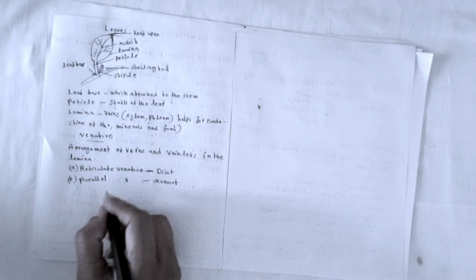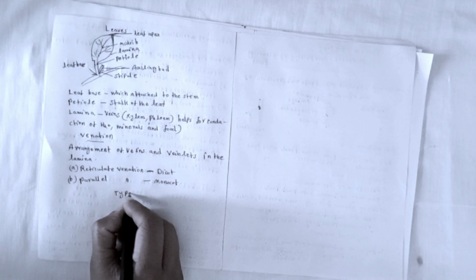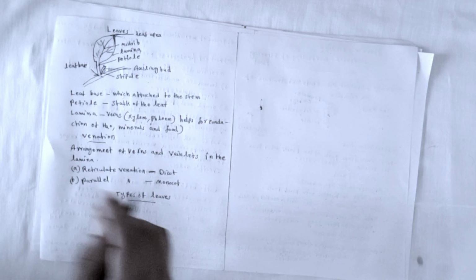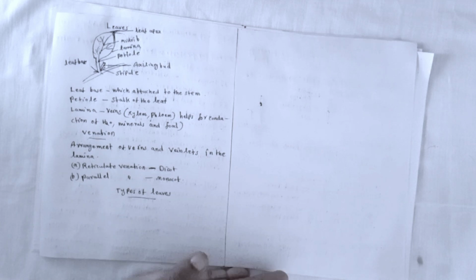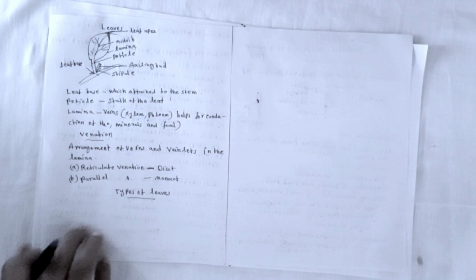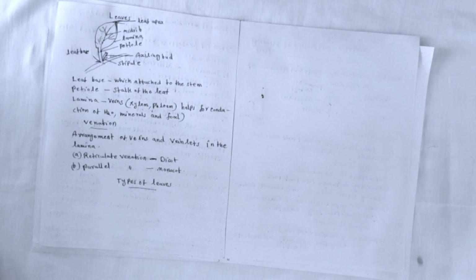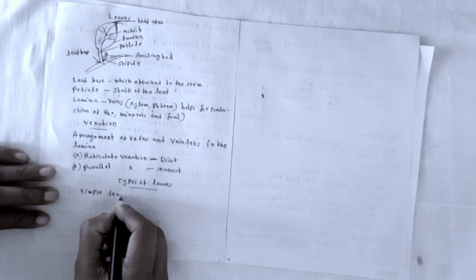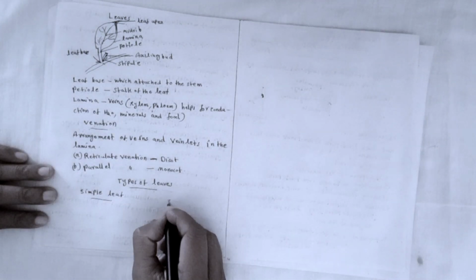Next, types of leaves. There are different types of leaves. Mainly leaves are differentiated into simple leaf and compound leaf. Then compound leaves again differentiate into palmately compound leaves and pinnately compound leaves. First, simple leaf and compound leaf.